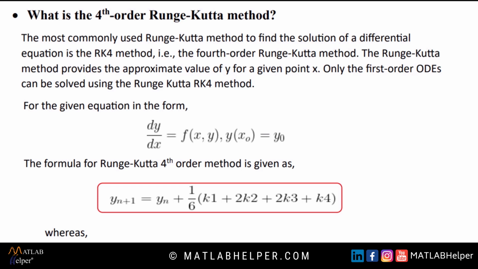The general form of RK4 is given by dy/dx = f(x, y), y(x0) = y0. This gives the initial value of y, that is y0, and the initial value of x, that is x0.